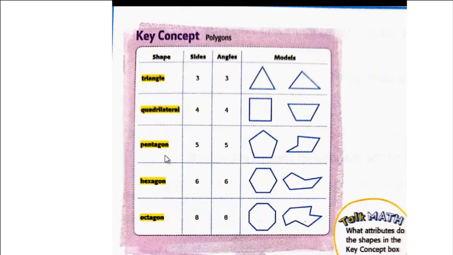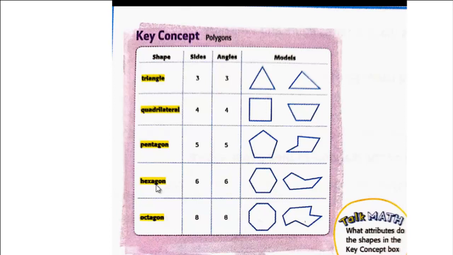Here, pentagon. Sides. Let's count how many sides here. 1, 2, 3, 4, 5. 5 sides. And angles. Let's count how many angles here. Between these 2 sides, there is an angle. And between these 2 sides, there is an angle, and between these 2 sides, and between these 2 sides, and between these 2 sides, there is an angle. So let's count how many angles here. 1, 2, 3, 4, 5. So right here, 5 angles.